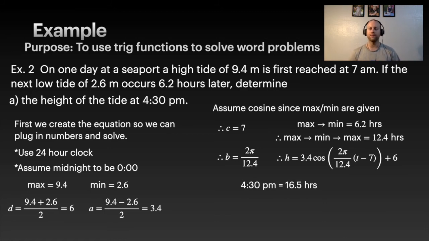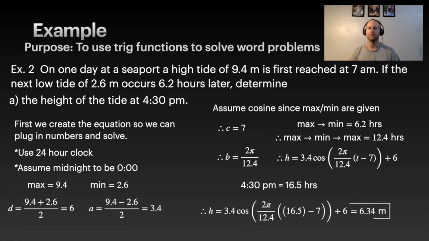Now I can take that, plug it in for t, solve for it. We get that the height is 6.34 meters. There's your height at that given time.